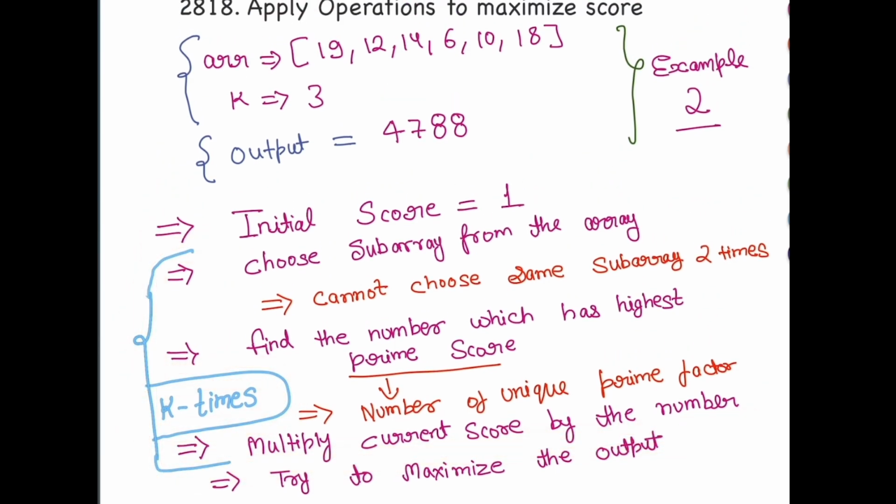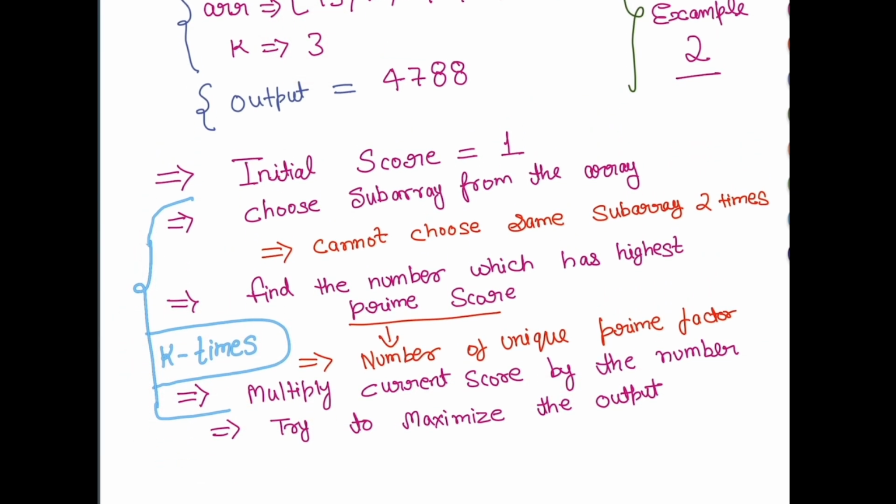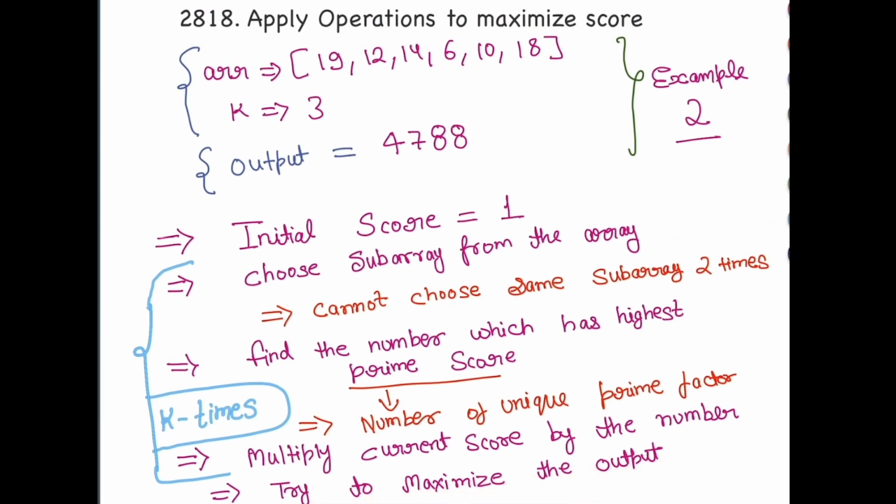Since the value of k is 3, we need to perform this operation 3 times, and after performing it 3 times, we will have to try to maximize our output. The maximum output possible for this particular example is 4788. This is example number 2, and I'm going to explain the question using example number 2.